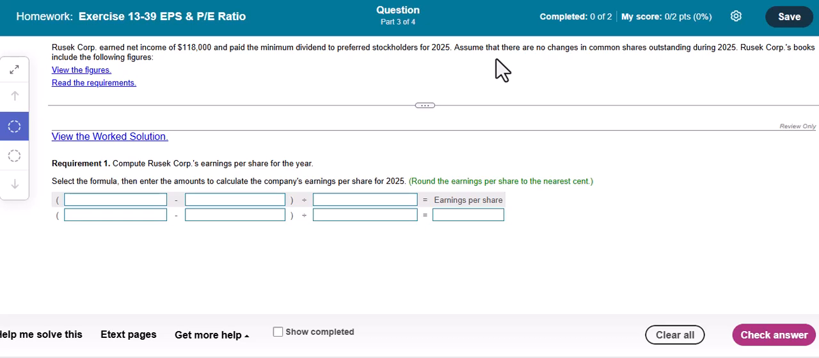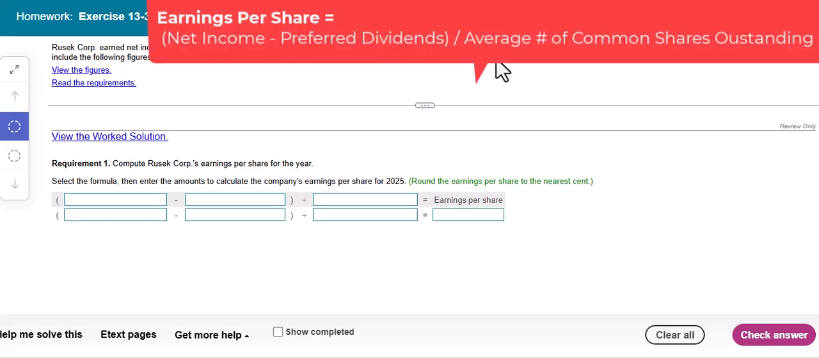Exercise 13-39, EPS, which is earnings per share, and PE ratio. PE stands for price to earnings. So, just a reminder, EPS, earnings per share, is net income minus preferred dividends divided by the average number of common shares outstanding. So let's go ahead and get started.